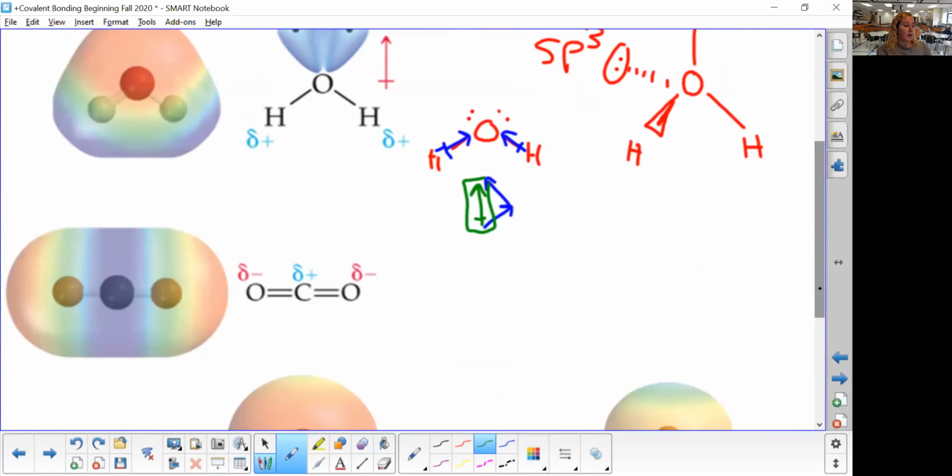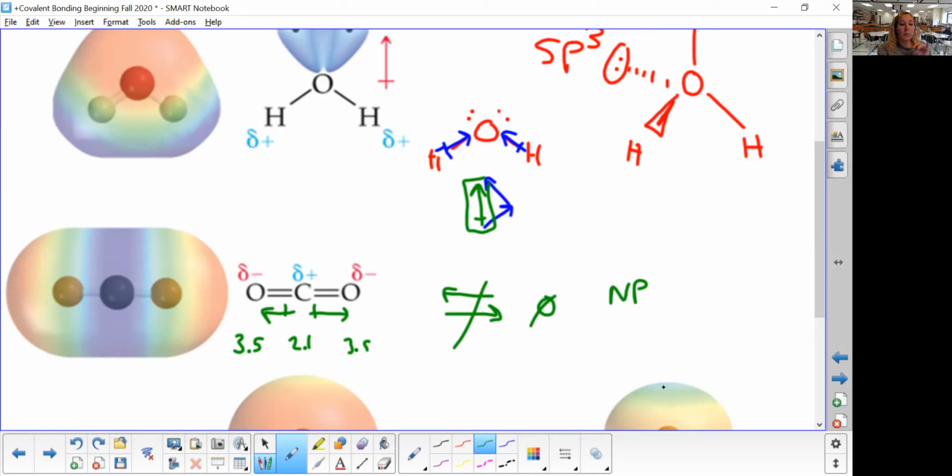Versus CO2, which does have polar bonds. Oxygen has an electronegativity of 3.5, carbon's 2.1. So it has dipole moments towards the oxygens, but they cancel each other because if you have one vector going this way and the other going this way, they cancel each other out and you have no dipole moment overall, which makes this molecule nonpolar. So it can have polar bonds but still be a nonpolar molecule if all of the bonds cancel each other out in terms of their orientation.